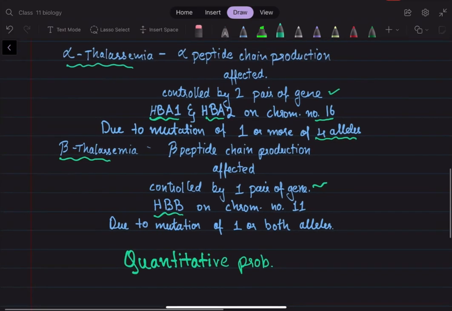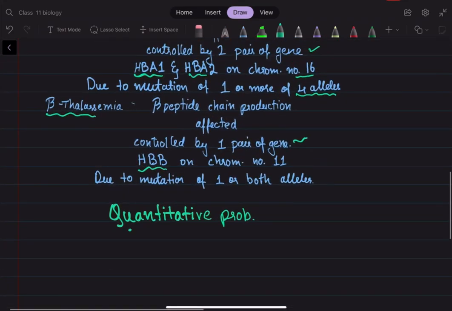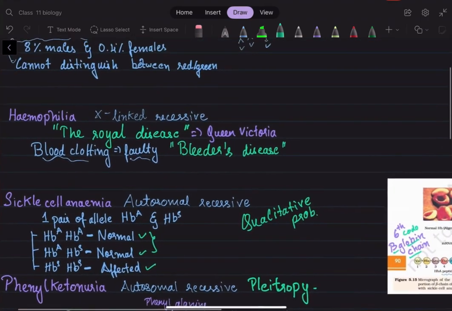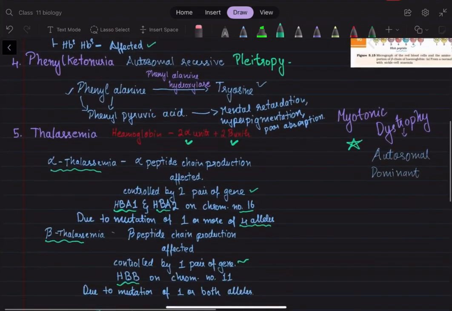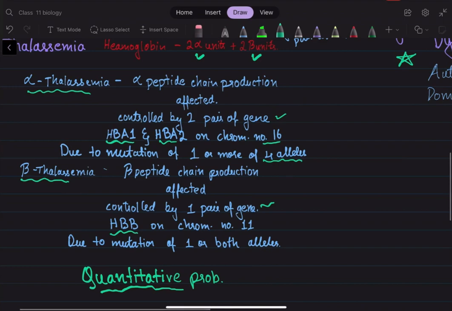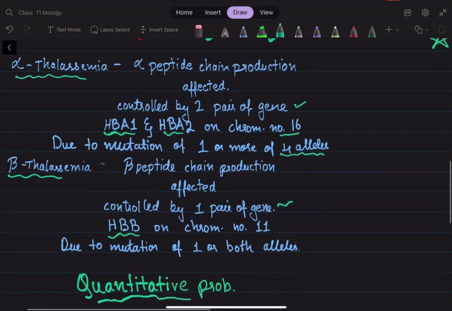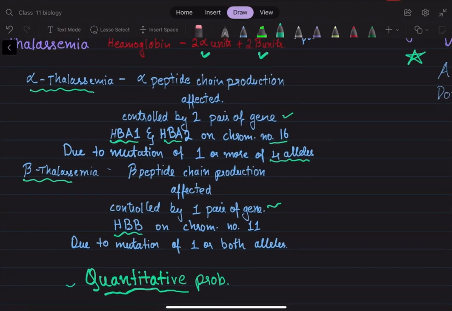Thalassemia, unlike sickle cell anemia, is a quantitative problem. In sickle cell anemia, the amino acid constituting it was wrong, whereas in this case, the amount of beta peptide chain production and the amount of alpha peptide chain production is affected. So we call this a quantitative problem and not a qualitative problem.